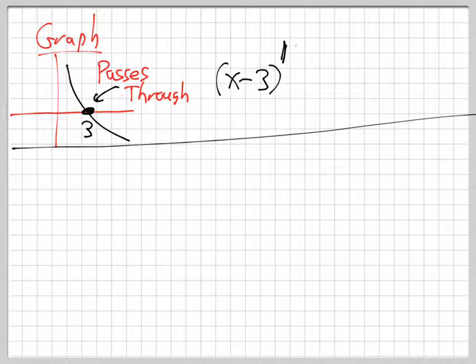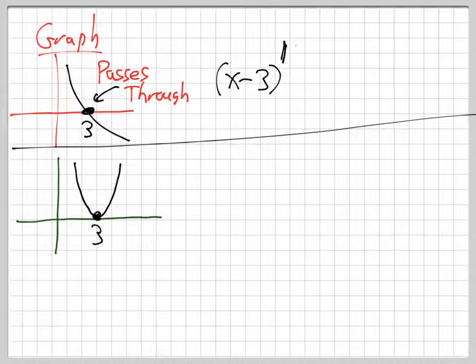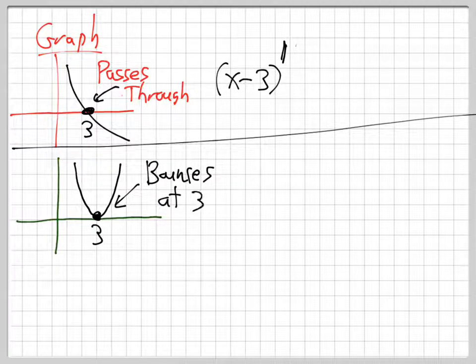Next, if the graph bounces at 3, then that's going to be x minus 3 squared. Do you see why they're both minus 3? Because it's opposite, huh? We always do the opposite. So opposite of plus 3 is minus 3 in the parentheses. But I want to show you it changes the power. So for a bouncer, it makes it a second power.